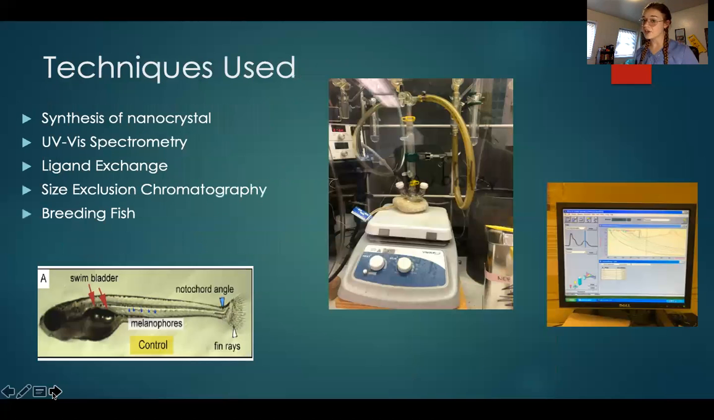So some techniques I use in lab are the synthesis of nanocrystals, UV-vis spectrometry, ligand exchange, size exclusion chromatography, and I also breed my own fish, which are a bunch of cool things. If you can see the bottom left picture, that's a picture of a zebrafish. That's just their basic anatomy there. The middle picture is the very initial synthesis of my CIS nanocrystals, and that's the hood I work in. And then on the very far right, that is some UV-vis spectrometry I do in order to characterize the concentration of my nanocrystals.